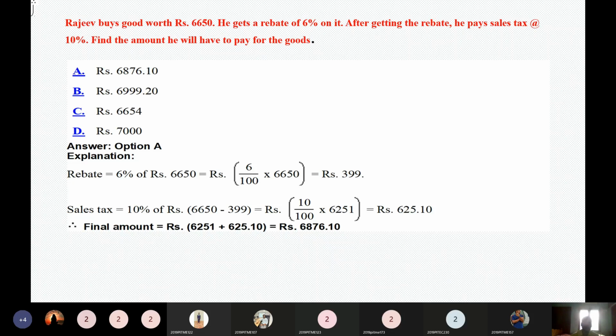So now what happens? He got goods worth around 6,650 and got a 6% discount reduced. Now the amount is 6,251. He has to pay 10% tax on this amount. Now what is the 10% of 6,251? How to calculate that 10%? Anyone, can you tell that? How to get the 10% of the amount? What is the formula? Anybody else?